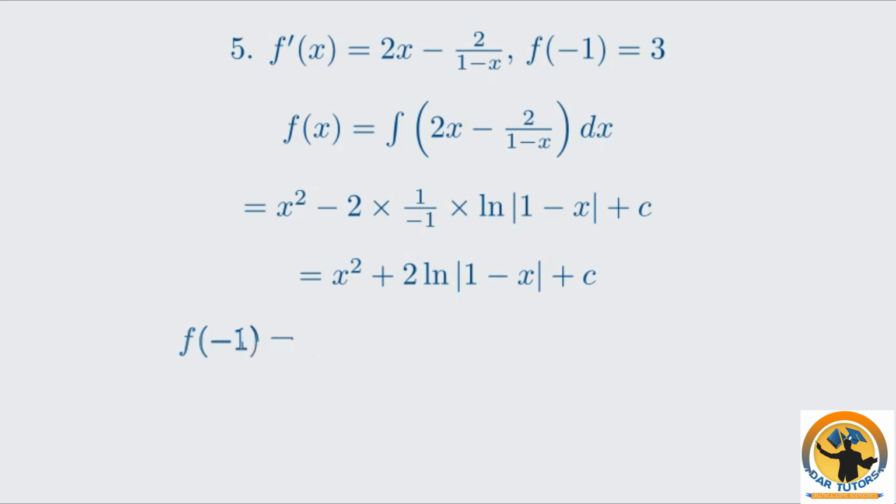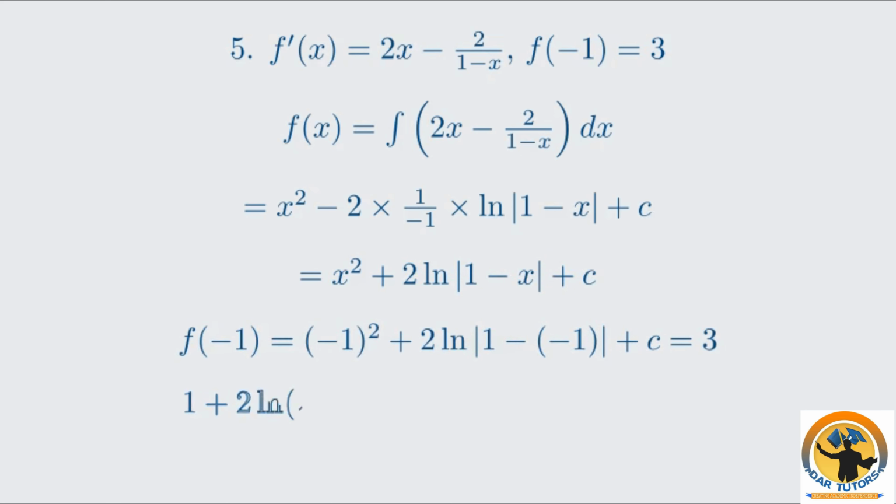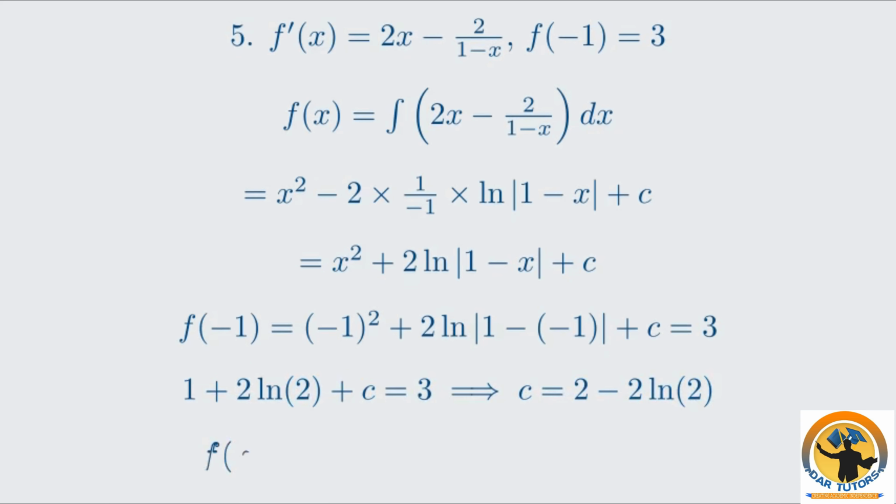Using the condition f of -1 equals 3, we substitute x equals -1. This gives us 1 plus 2 ln of 2 plus c equals 3. So c is 2 minus 2 ln of 2. The final function is f of x equals x squared plus 2 ln of the absolute value of 1 minus x plus 2 minus 2 ln of 2.